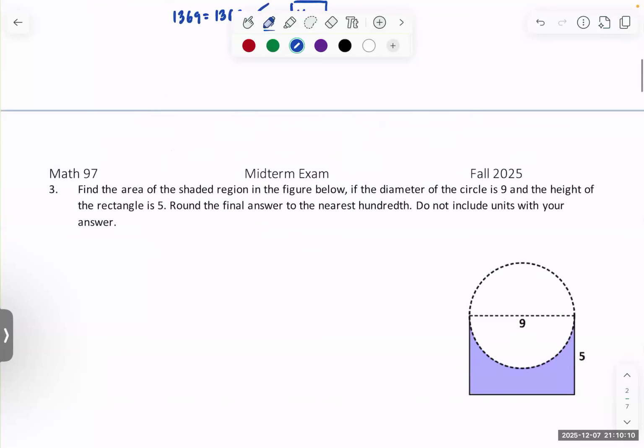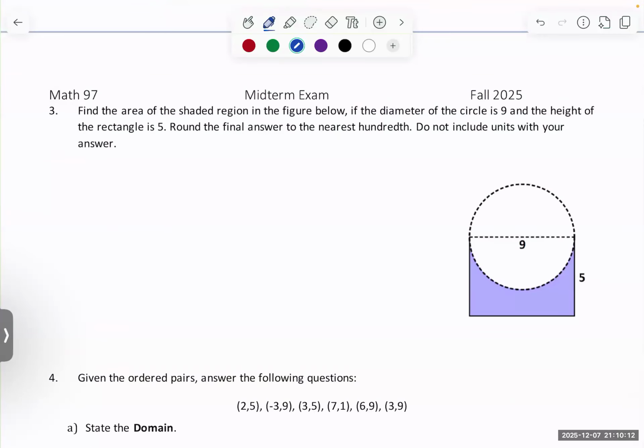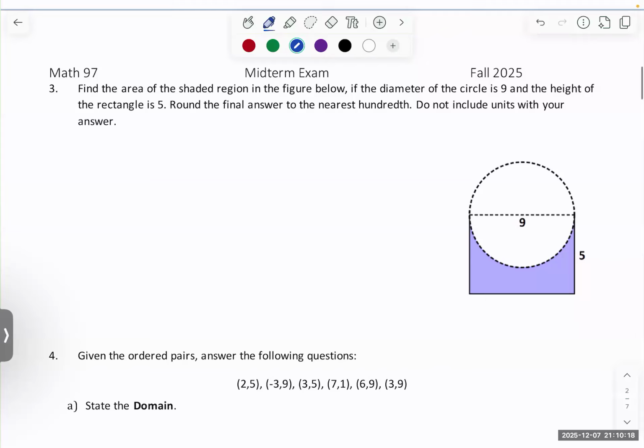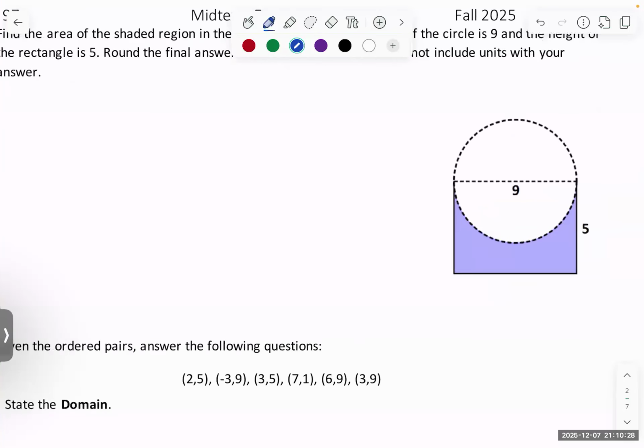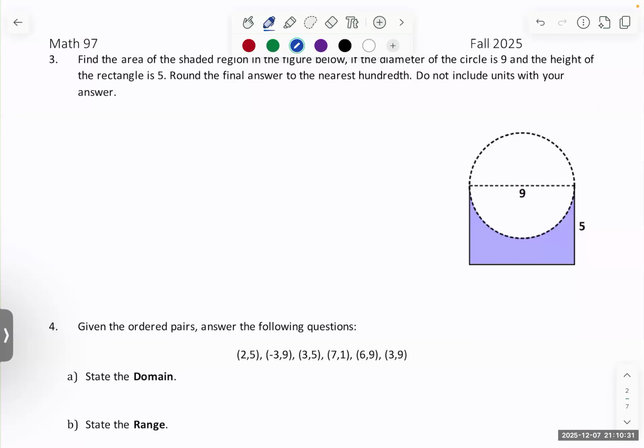Okay, for the next one, find the area of the shaded region in the figure below if the diameter of the circle is 9 and the height of your rectangle is 5. So from here, we just want to find the area of the shaded region. So we can see that that shaded region is equal to the entire rectangle minus half a circle.